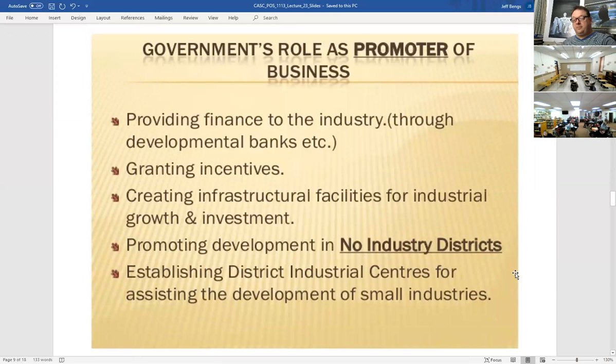So the next big section in our textbook, Monday, was the government as a protector of economic interests, or I'm sorry, regulator. Today's section is about the government being a promoter of economic interests. And then we're going to get into a second section on the fiscal policy as an economic tool.